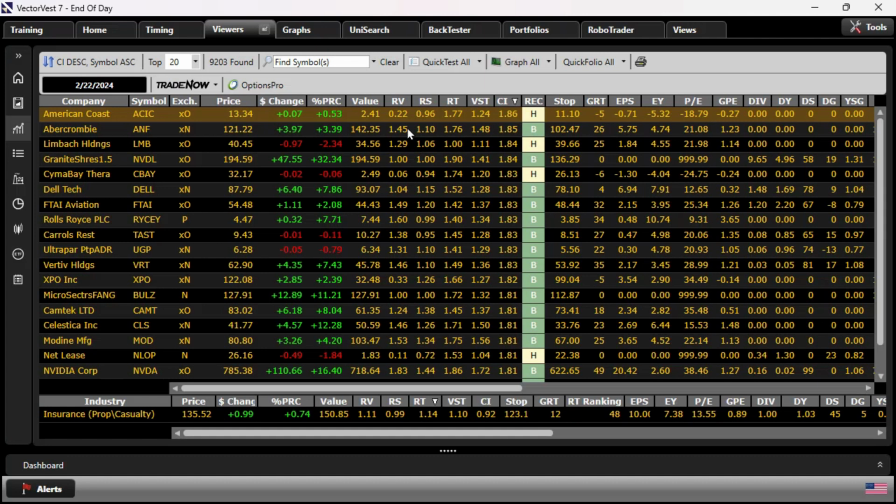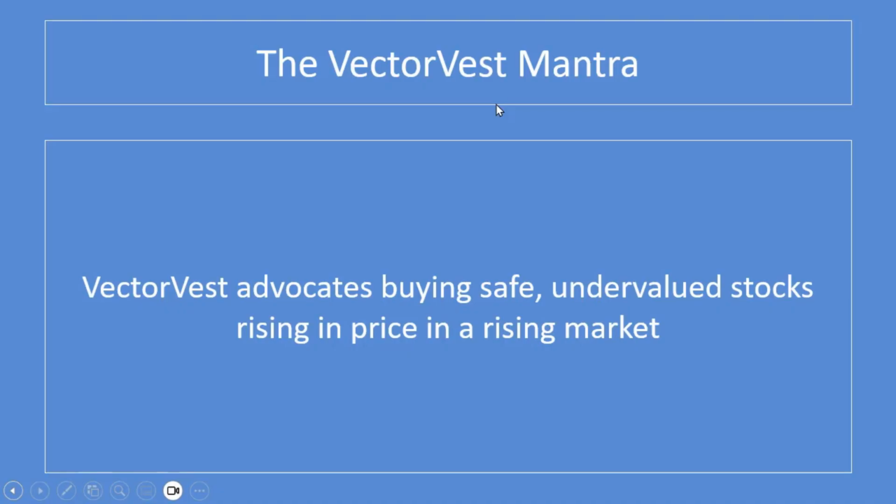So those are high CI stocks, and of course you can cherry pick to your heart's content the other data fields that you prefer. And it's easy to add CI to any of the sorts that you like with our cherry picking techniques. So remember our mantra, VectorVest advocates buying safe, undervalued stocks that are rising in price in a rising market. So let's remember to look for rising markets as indicated by our market timing system before we take these long positions.